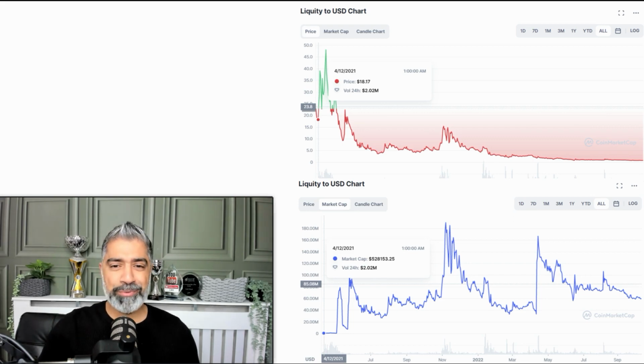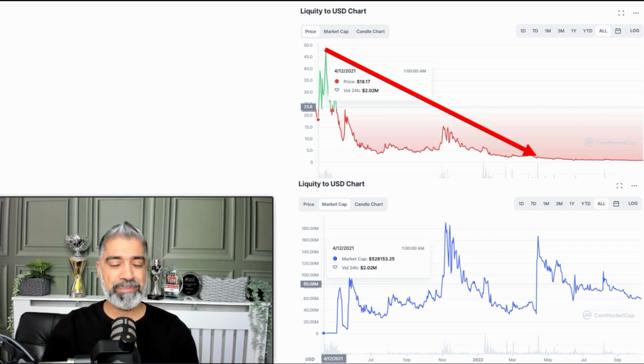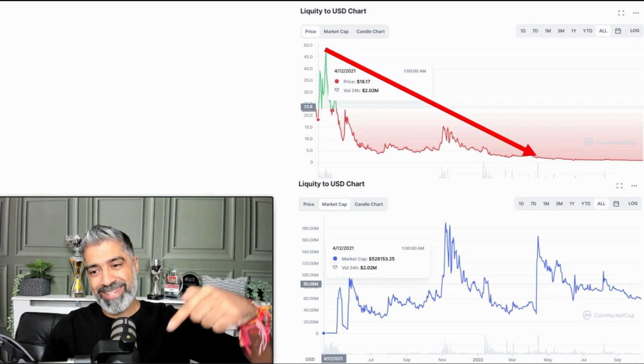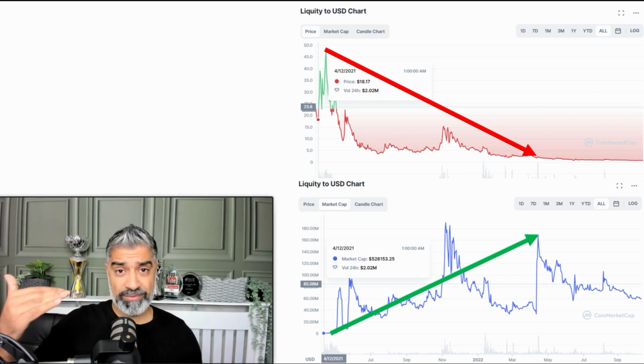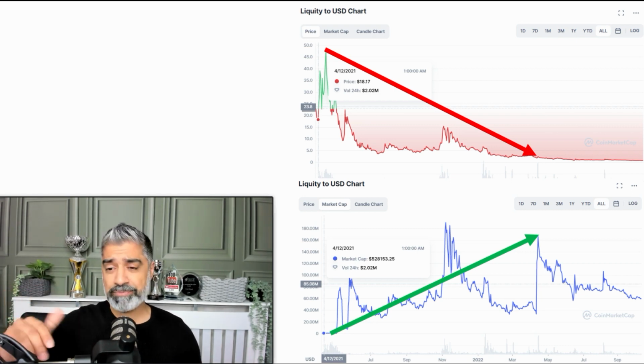However, look at the price versus the market cap. The price has just gone down, right? Down, down, down. And the market cap has gone up. So what does that tell us? Well, it tells us the project is becoming more and more successful. It's a very successful DeFi project.